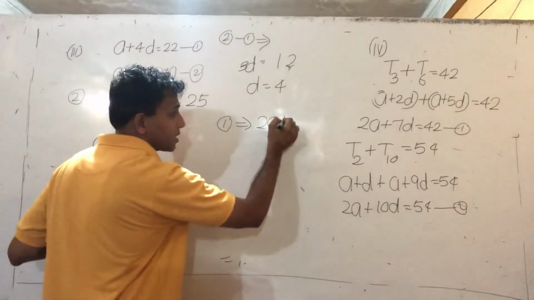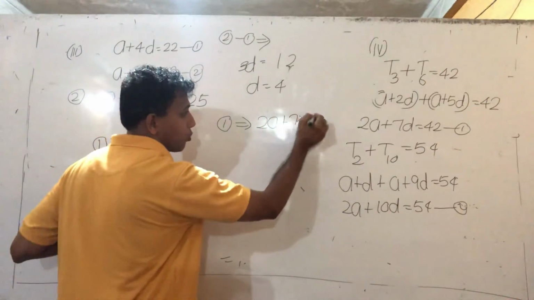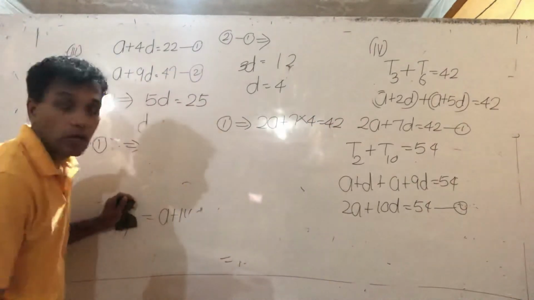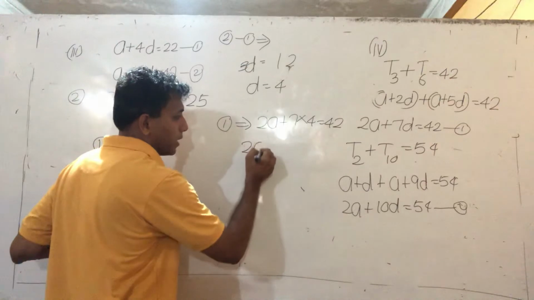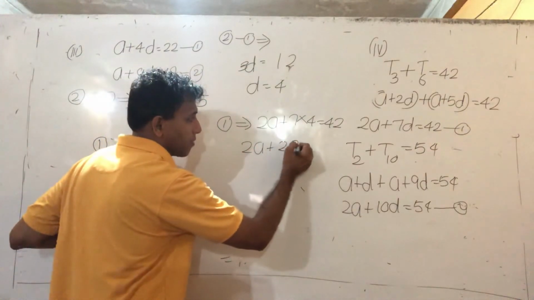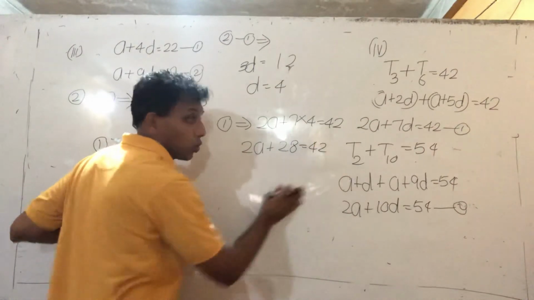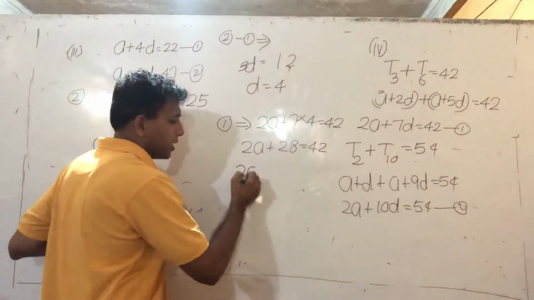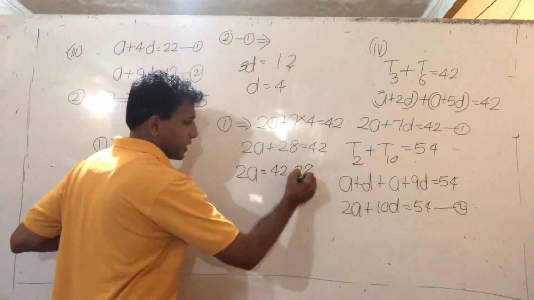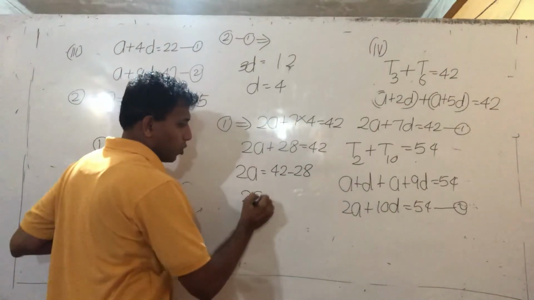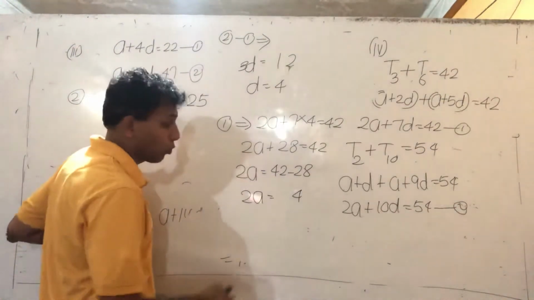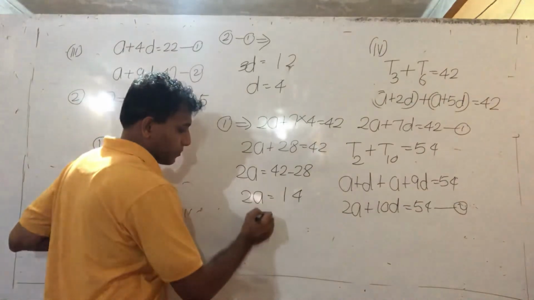2A plus 7 times D is 42. So what is that? 2A plus 7 times 4? 28. 42. Okay, so 2A equals 42 minus 28. 2A equals what? Subtract: 42 minus 28, 14. So A is 7. Okay.